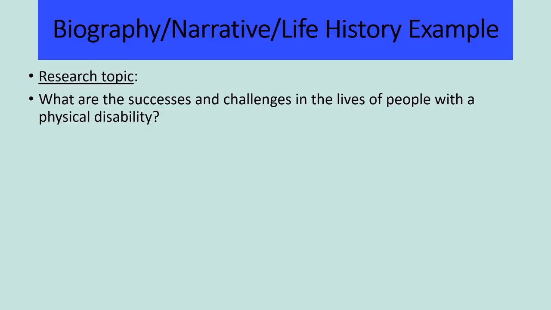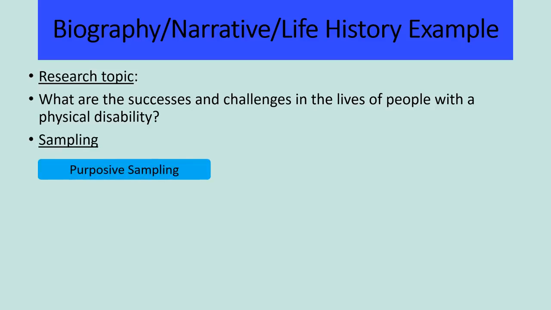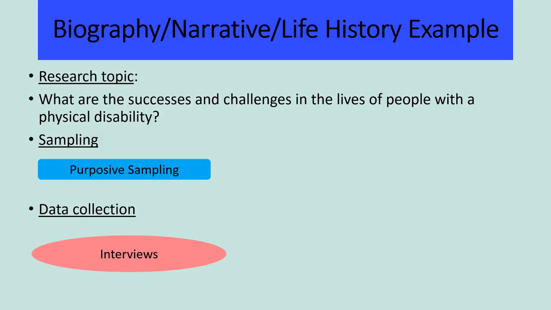A biography could explore this topic by interviewing a person with a disability and asking them to talk about events, activities, time periods, people, or other aspects of their life that help to illustrate the concepts that represent successes and challenges in their lives. The sampling would be purposive because the researcher would be selecting a specific individual. Several interviews with the individual and people they know would take place, as well as a review of documents such as letters, reports, or photographs.